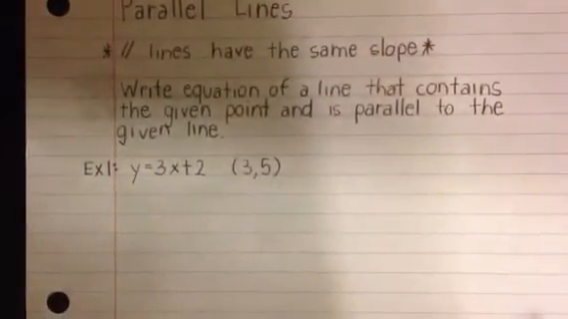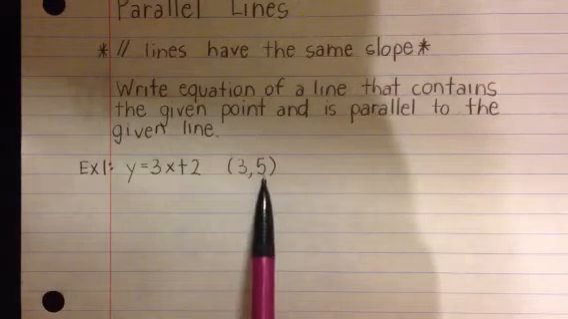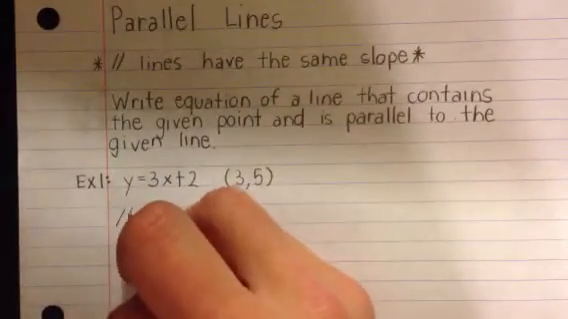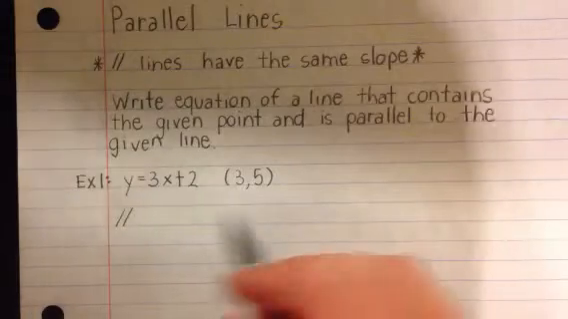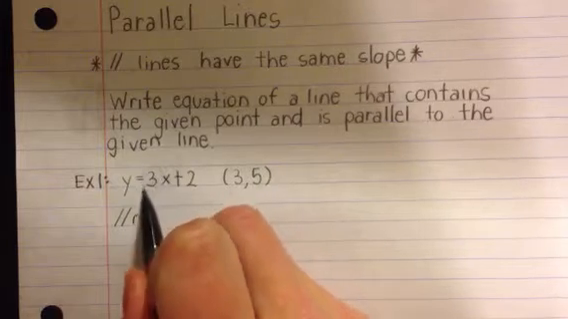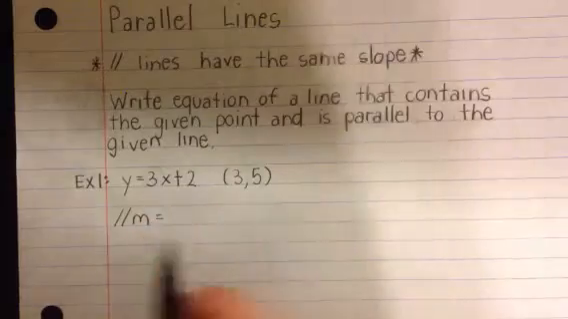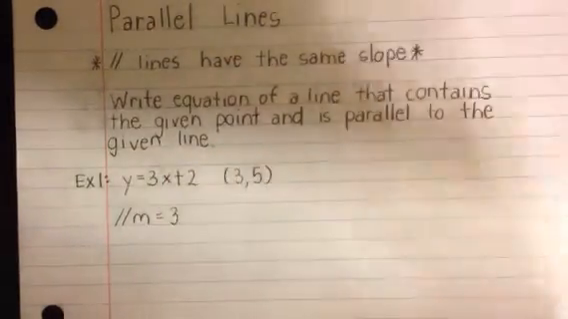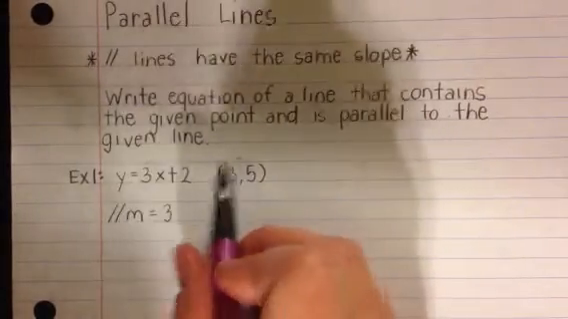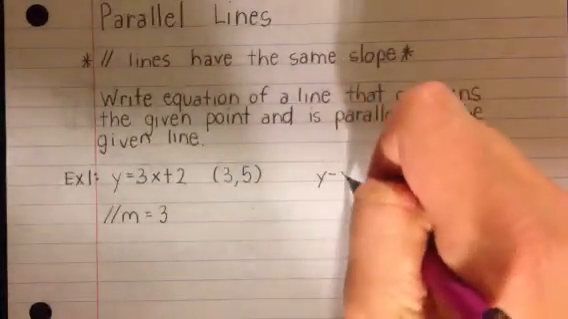Okay, so for example number 1, we want a line that's parallel to this line, but passes through this point. So we need to remember the rule that parallel lines have the same slope. So if the slope of this line is 3, remember the number in front of x is the slope, then a parallel line would have a slope of 3 as well. So now we know we have a slope of 3, passes through this point, so we have point, we have slope.